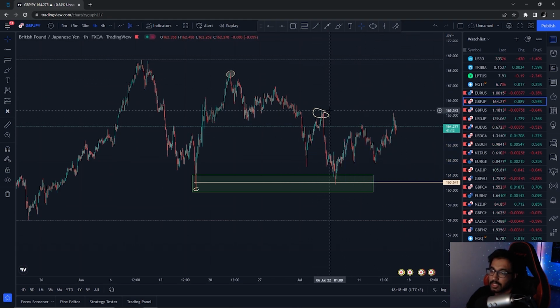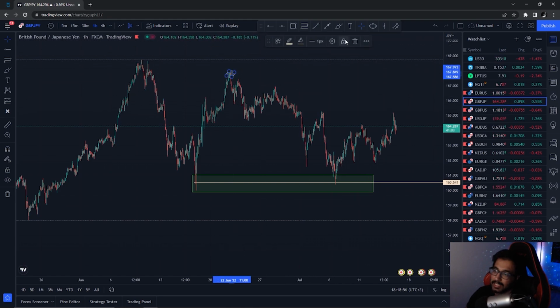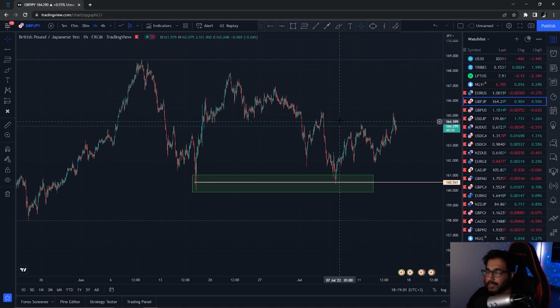The thing about this is that whenever there is an opportunity to trade at the swing highs or the swing lows, or at the demand or supply zones, it gives you a very handsome profit. Of course, not always, but whenever it happens.